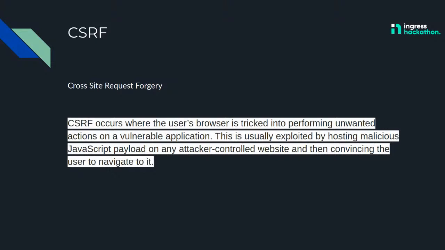CSRF occurs when the user's browser is made to perform unwanted actions on a vulnerable web application. For example, it's like transferring some amount by sending an HTML page or a link. If the attacker sends a link and the victim clicks it and performs unintended actions, then it is called CSRF. The full form of CSRF is cross-site request forgery, and you will also get plenty of resources about CSRF, and CSRF is one of my personal favorite vulnerabilities to exploit.